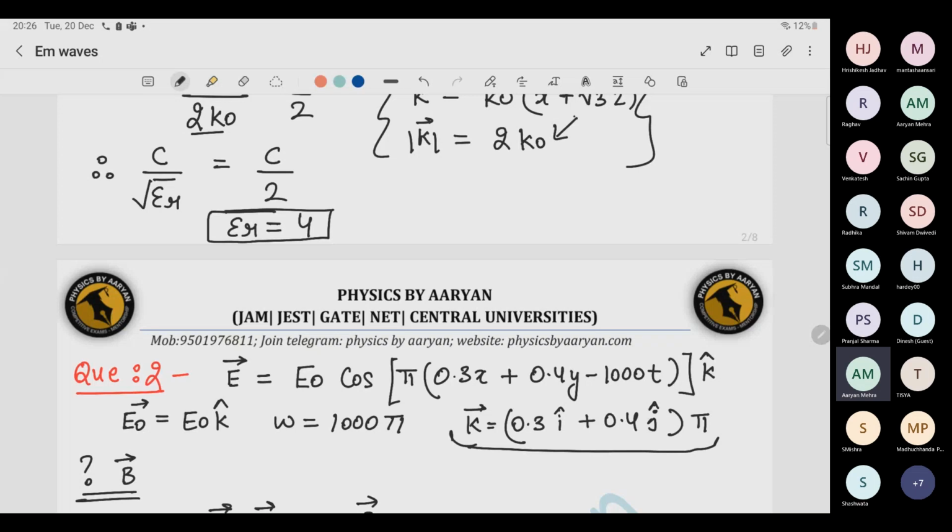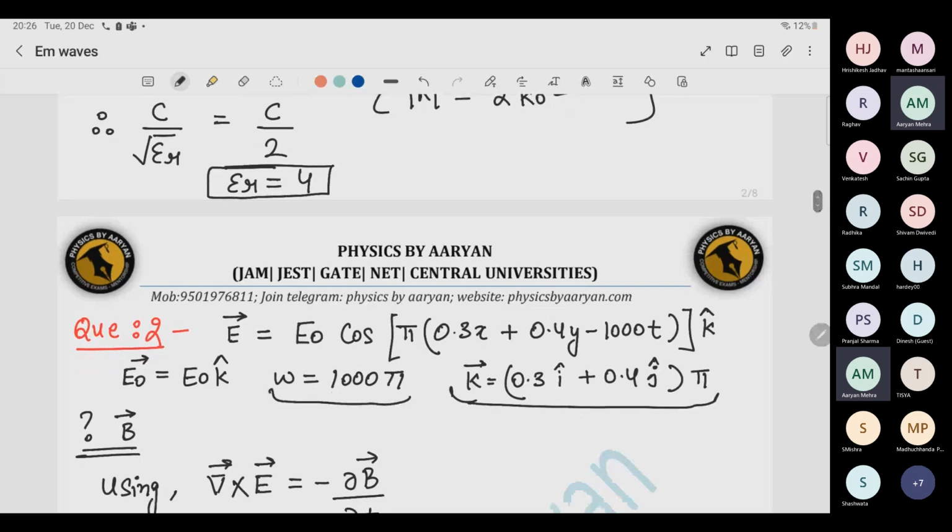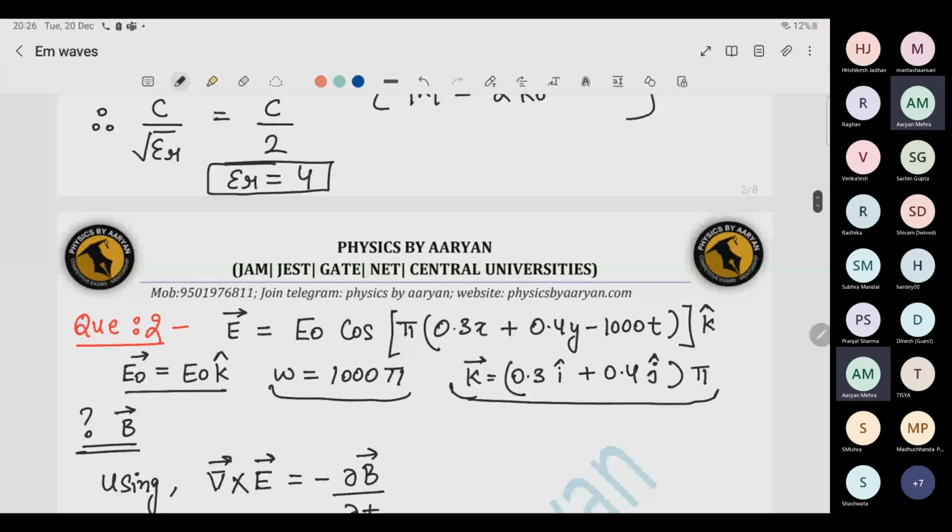Yes, it's right. Everyone can imagine that, based on the simple previous question, K is K_x x̂ dot r, which is this. So omega is 1000 pi. This is also right, I think. And E naught is actually E naught times k cap. So by looking at this and by looking at that, can you tell me in which direction the EM wave is going?